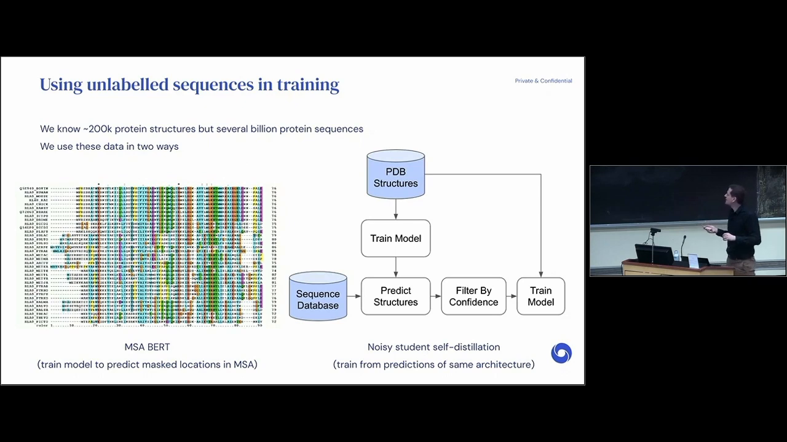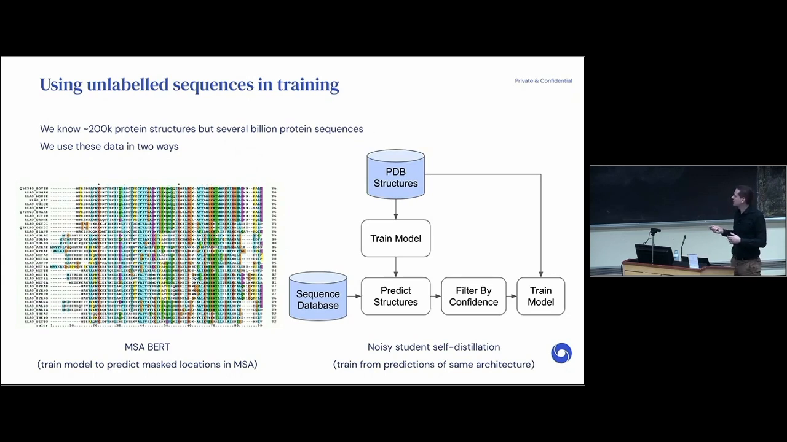But the idea is that we train a model on the PDB. We predict a bunch of structures. We throw out all the ones that we're not confident about. But then we treat the rest a bit like experimental data. And so the final version of AlphaFold is actually trained 3/4 of it on data from an earlier version of AlphaFold and 1/4 on PDB, because that turned out to be the best ratio.